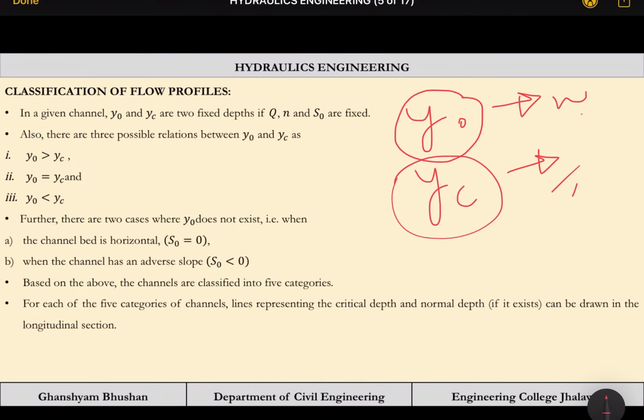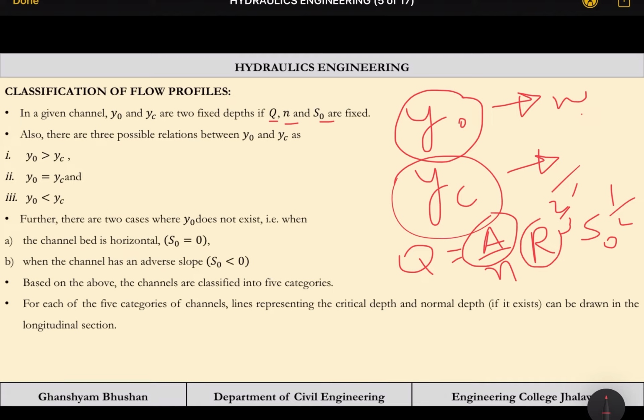If Q, n and S0 are fixed, then Q is equal to A by n, R raised to power 2 by 3, S0 raised to power 1 by 2. It is a function of y. This is also a function of y. So if these three quantities, that is Q, n and S0, are constant, then y0 and yc will be fixed for a given particular condition.